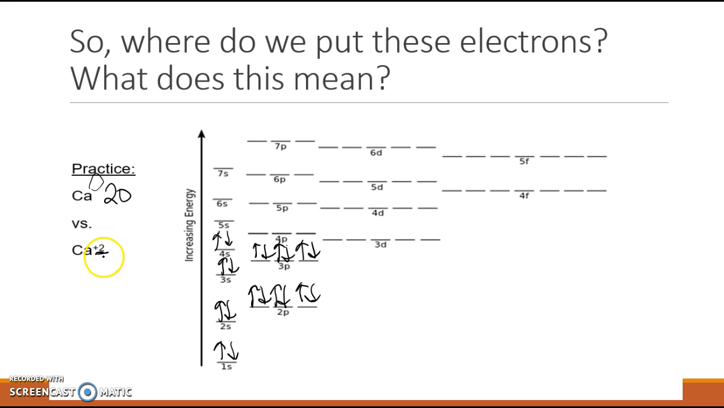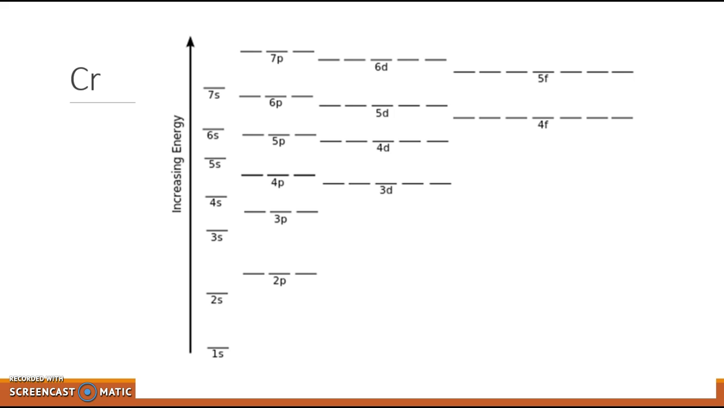Now, what if we had calcium plus 2? This plus 2 means you need to take away 2 of the electrons that we have. So instead of 20, we now have 18. In that case, you would get rid of the last 2 electrons we just put in here, which means that these 4s electrons would disappear. Okay. All right, so let's look at one more example here.